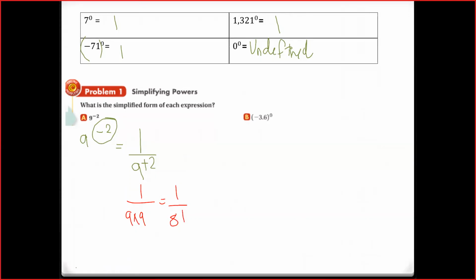Now what about B? Negative 3.6 to the power 0. The answer is what? 1. Thank you. Now, what is the simplified form of each expression? I want now to do number... It is negative 3 to the power 0, 3.6 to the power 0. The answer is what? 1, exactly.